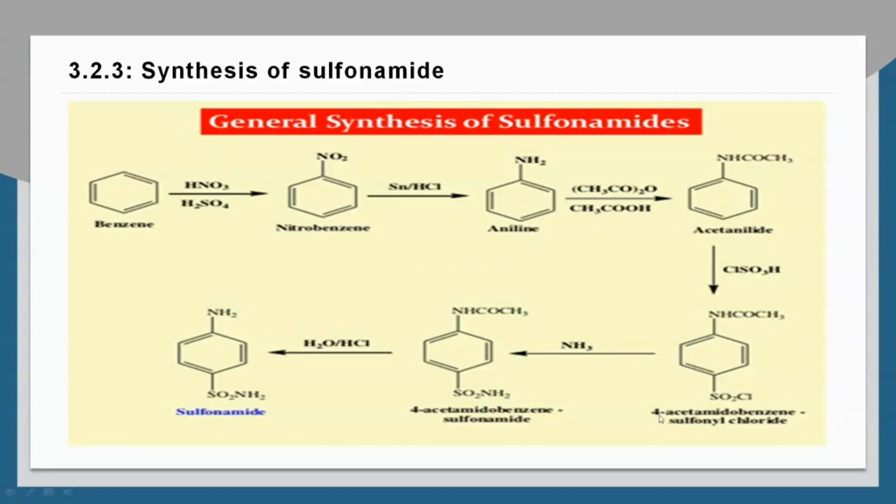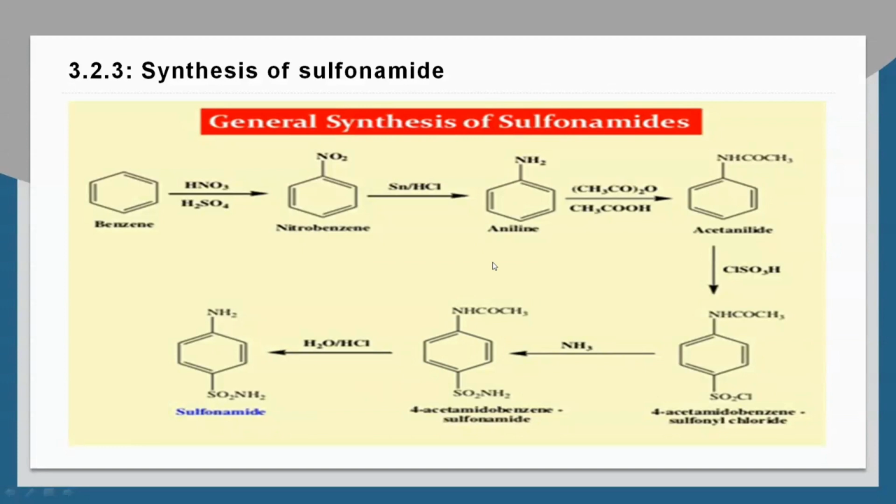In the next step, 4-acetamidobenzene sulfonyl chloride reacts with an amine, that means ammonia. It's converted into a sulfonamide, 4-acetamidobenzene sulfonamide. So finally, on hydrolysis it gives the sulfonamide, 4-aminobenzene sulfonamide. So this is the synthesis of sulfonamide.